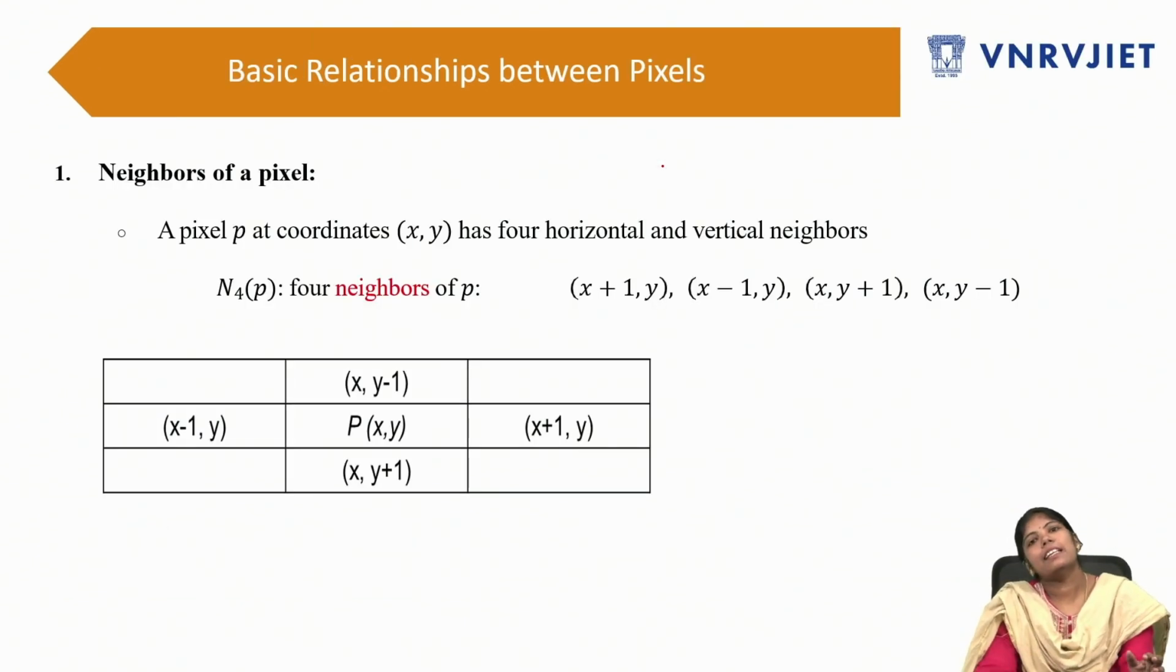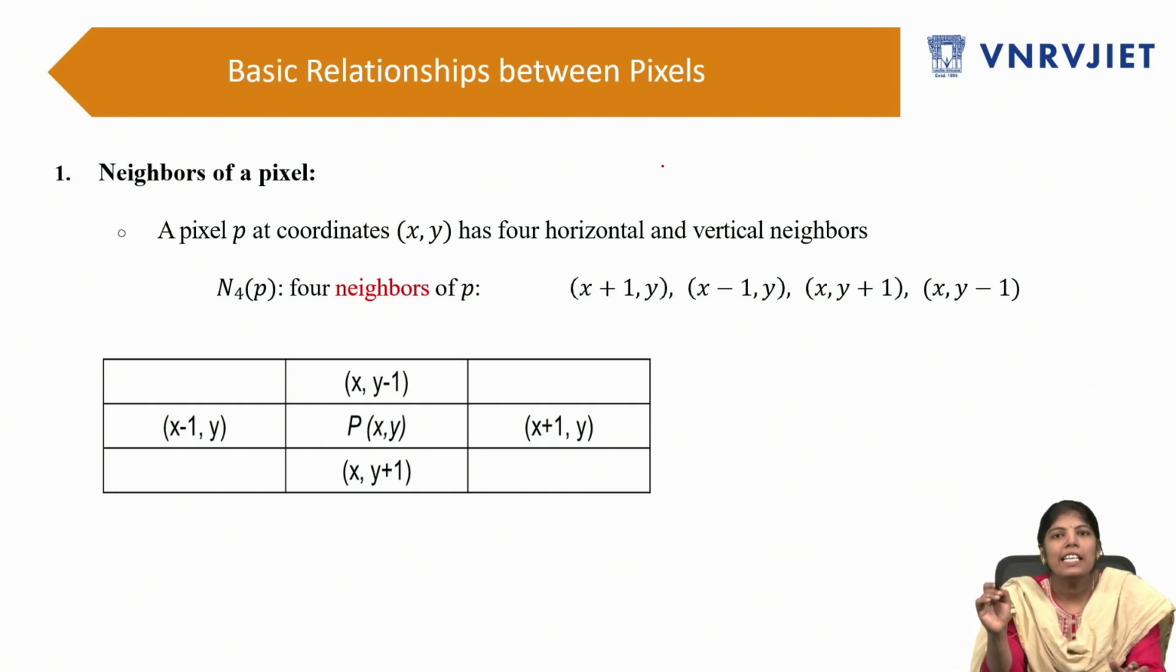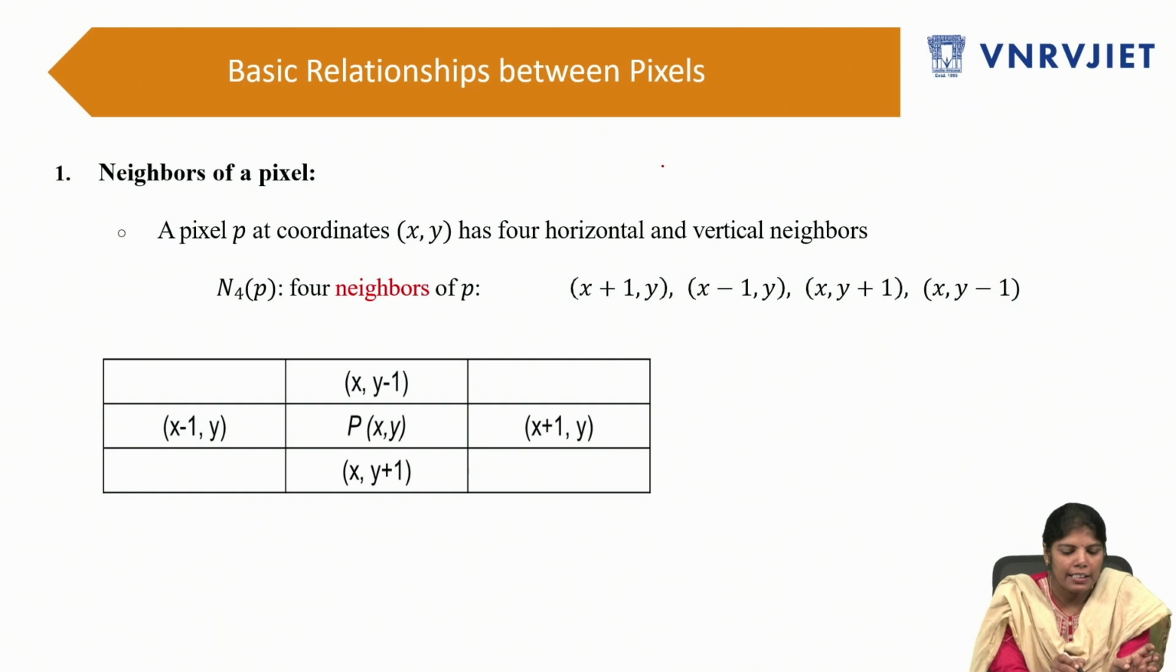Next we will cover the topic of the basic relationships between pixels. Here we are applying some operations on the pixels. What relationships exist between the pixels? Once the relationships exist between the pixels, we can perform operations on them so that you will get the expected output. First we will see what the relationships between the pixels are.